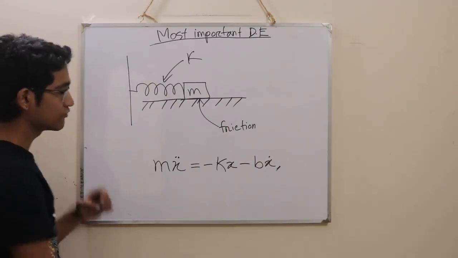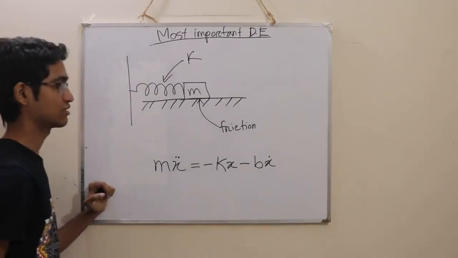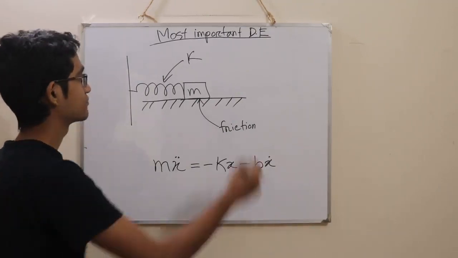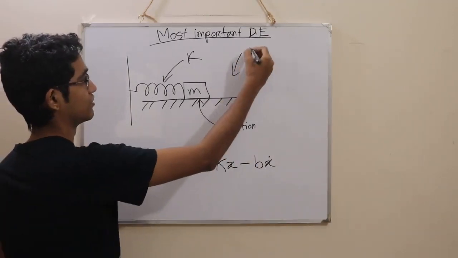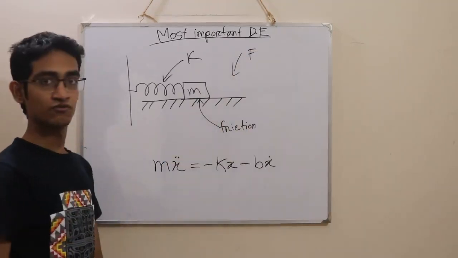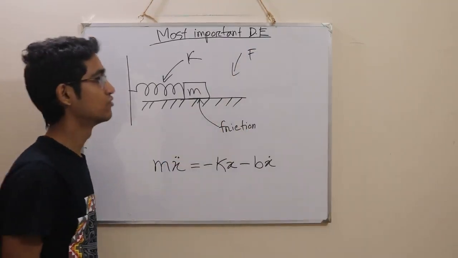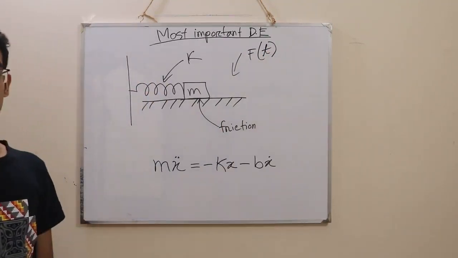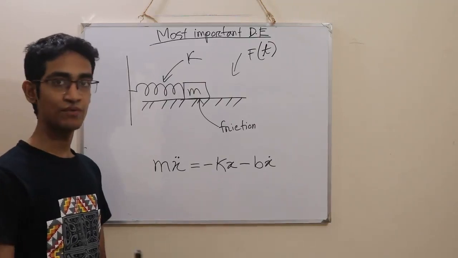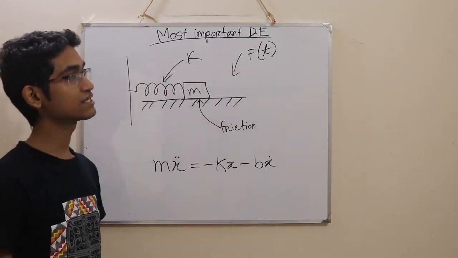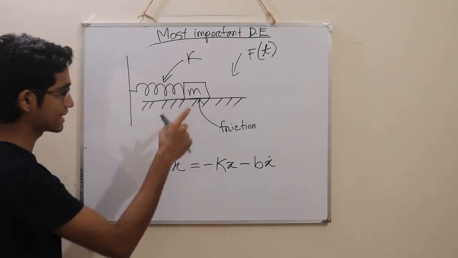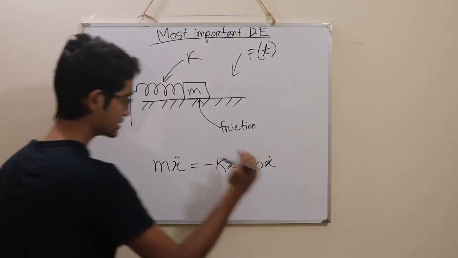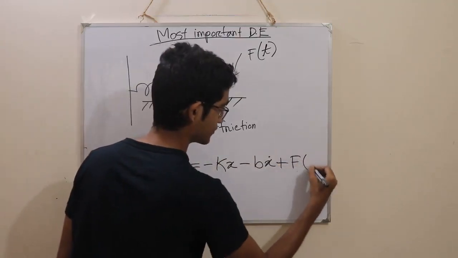Now if we take into consideration that there might be an external force applied to this, let's say there's an external force F, and to generalize, we take F as a function of time, because we do not know if F is a constant or depends on how time progresses. So let's just say F is a function of time. In this case, when there is an external force, the equation will be this plus F of t.